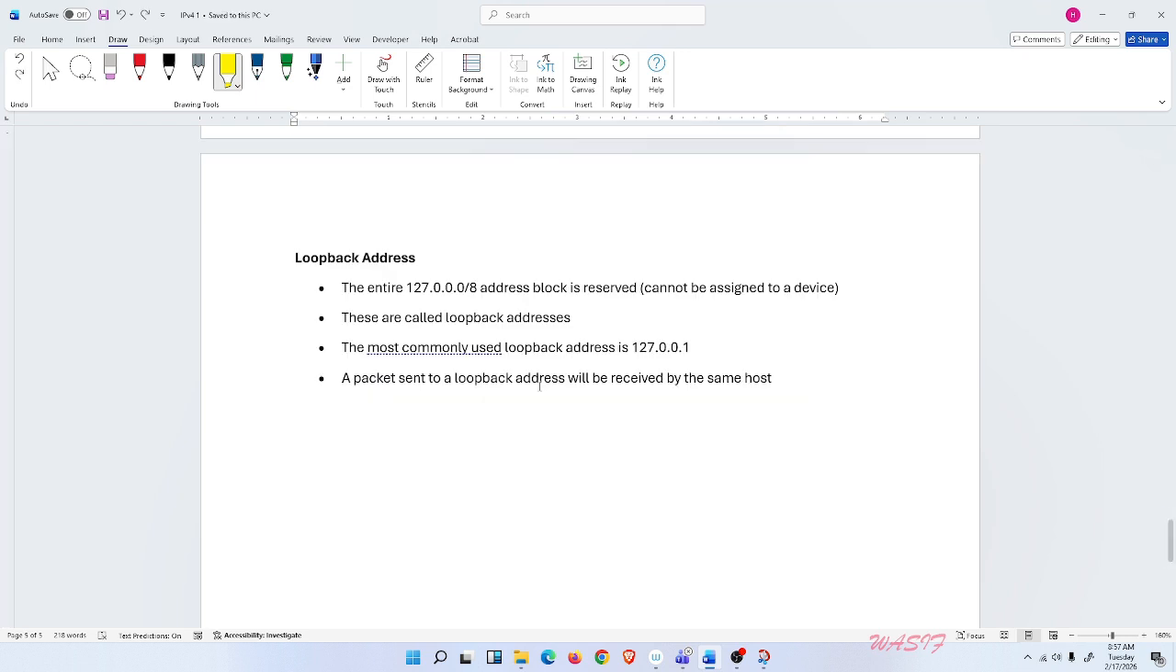Now there is something called the loopback address. The loopback address is always fixed. The entire 127.0.0.0/8. What does it mean? It starts with 127.0.0.0 and it ends with 127.255.255.255. So the entire range, okay? So this is the starting. So if I get a number which is 127.190.50.60, this number falls in this range.